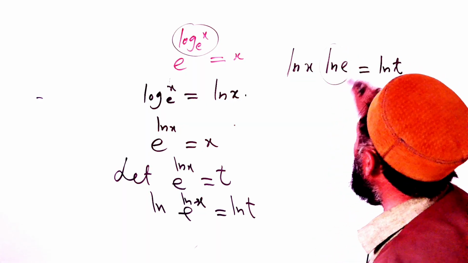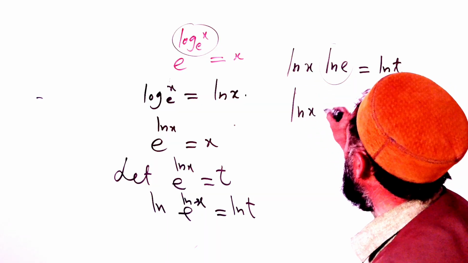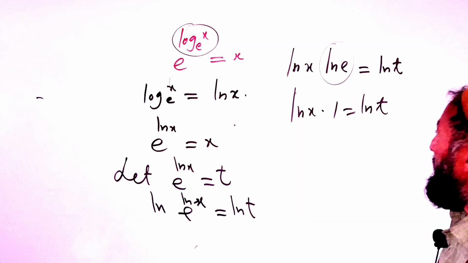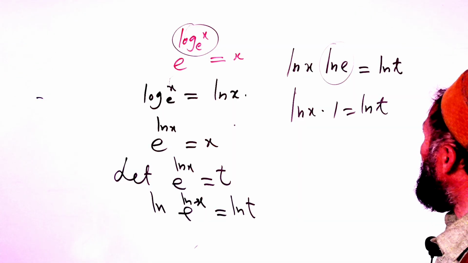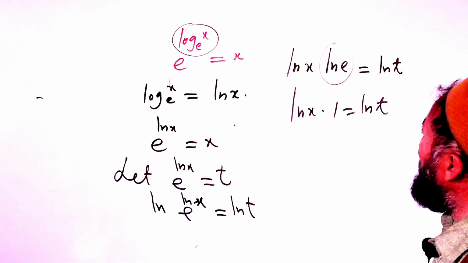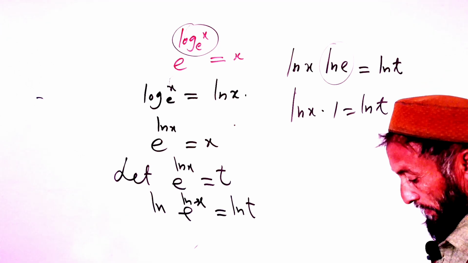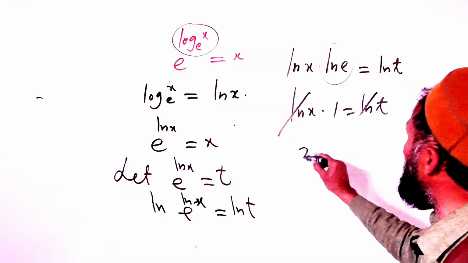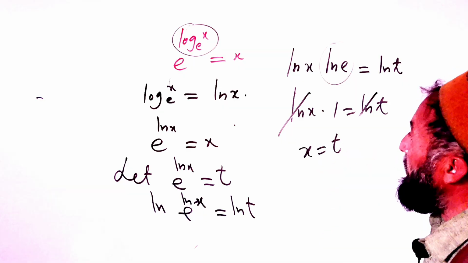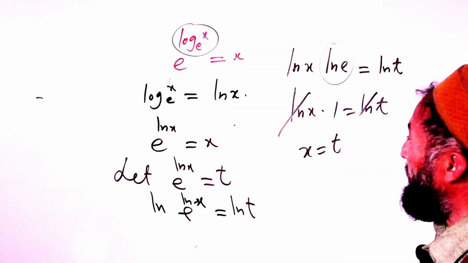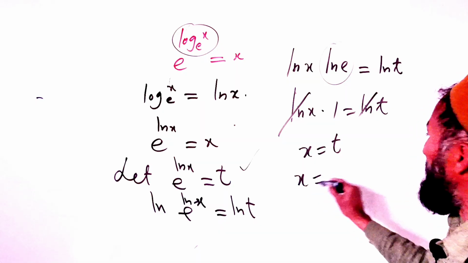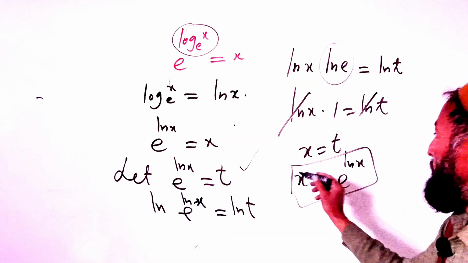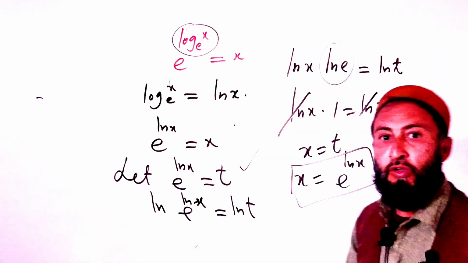Now log of e is equal to 1, so we can write 1 times log x is log of t. And here the value of x is, we can write x, and the natural logarithms on both sides cancel, so we get x is equal to t. We have already supposed the value of t, so x is equal to e^(log x), which is the required solution of this logarithmic question.